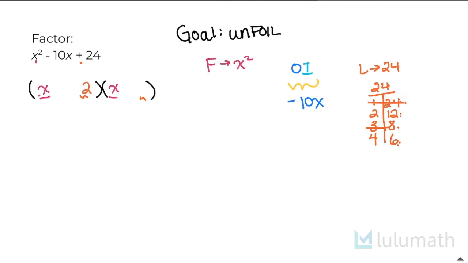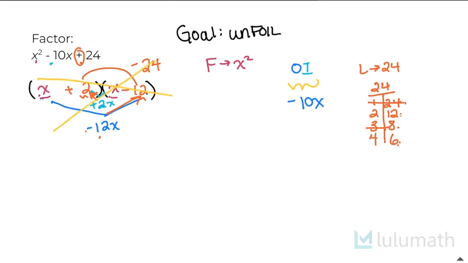So I'm going to try the 2 here, and I will try the 12 here, and I'm going to actually show the outer and the inner to see what ends up happening. So for outer, I would do x multiplied by 12, which is 12x. For my inner, I would do 2 times x, which is 2x. And I can get a negative 10x if the 12x was negative and the 2x was positive. Well, if the 2x is positive, that means that this 2 would have to be positive. And if the 12x was negative, that means that this 12 would have to be negative. And 2 times negative 12 is a negative 24, but we're looking for a positive 24. So that tells us that this is incorrect.